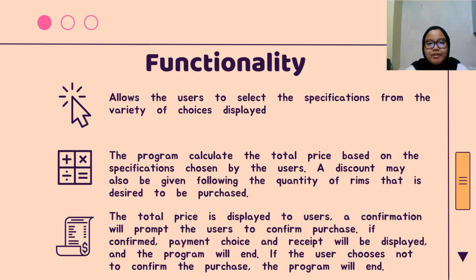Subsequently, the program will prompt the user for confirmation of purchase. If the user keys in yes to confirm, the program will display payment choices and prompt the user to select the preferred payment method. After selection is made by the user, a receipt will be displayed and the program will end. However, if no is keyed in, the program will end.